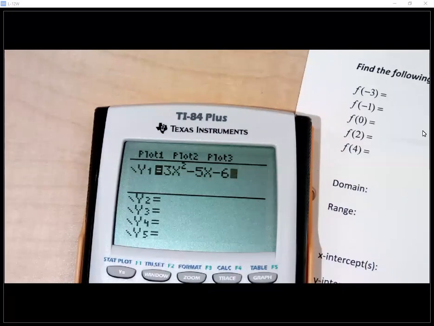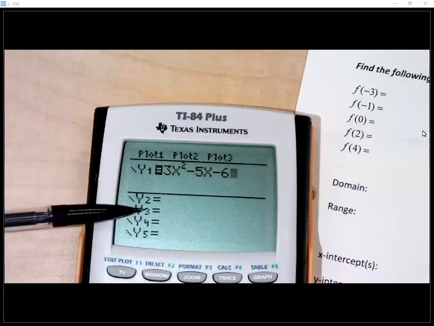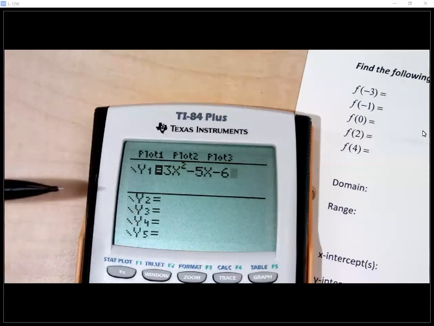Just some additional notes. See how there's multiple ones? You have Y1, Y2, Y3, Y4. If I wanted to grab a whole bunch of functions at once, I could do that. So that's what the other ones are there for.